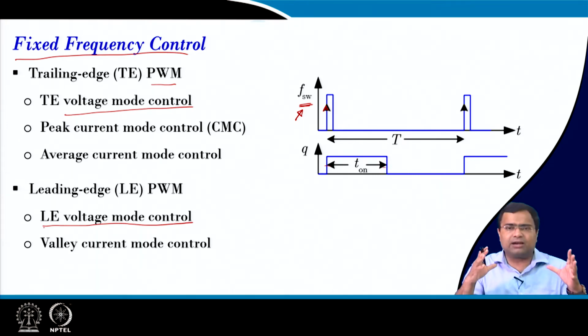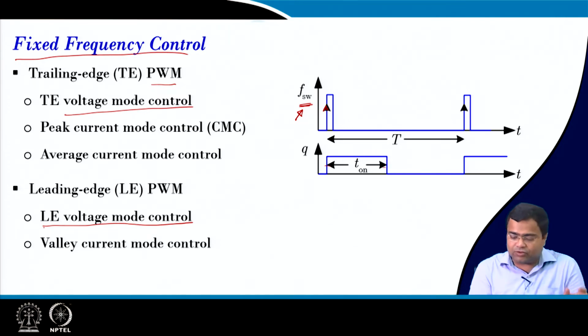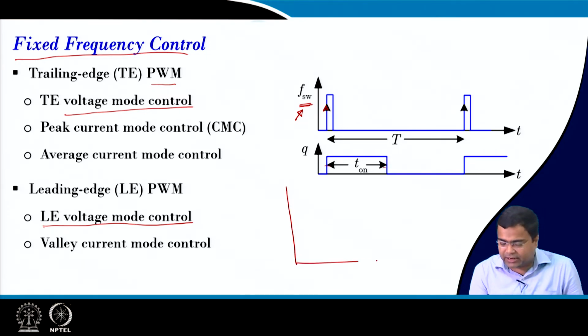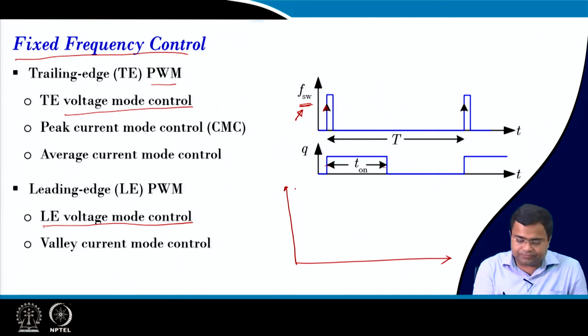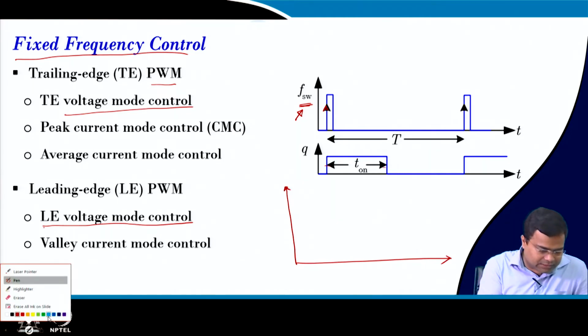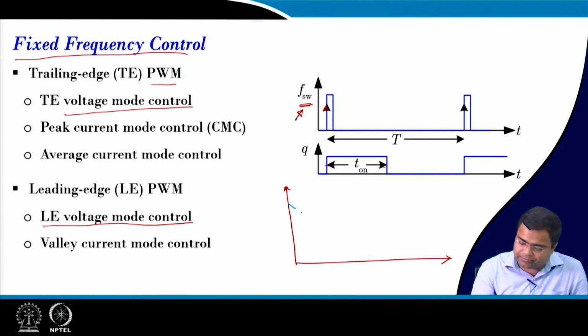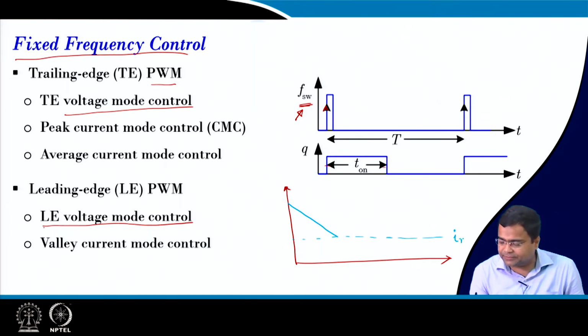But valley current mode control is a good example of leading edge modulation, where we directly control, that means if we take the inductor current waveform for example, and if we draw the inductor current waveform, that means this is the inductor current waveform, and this should be our current reference, then it turns off like this.